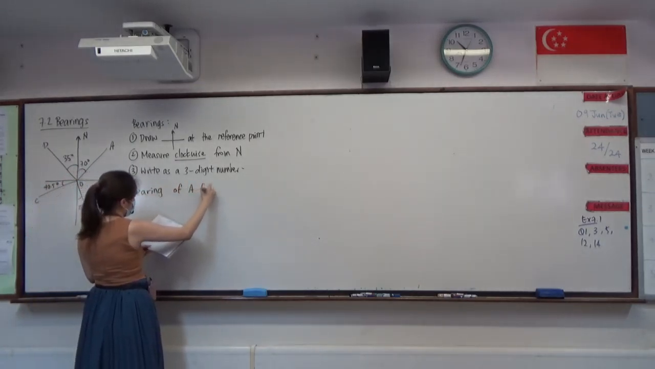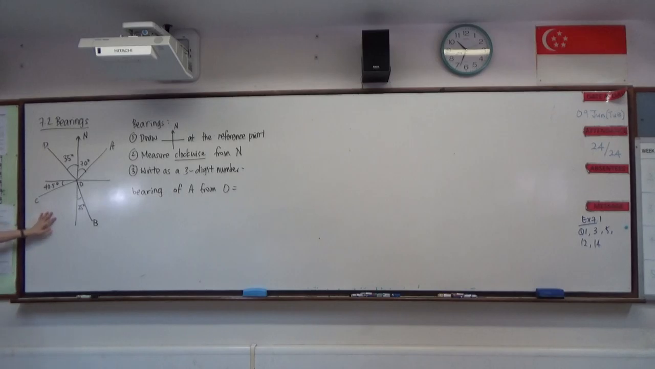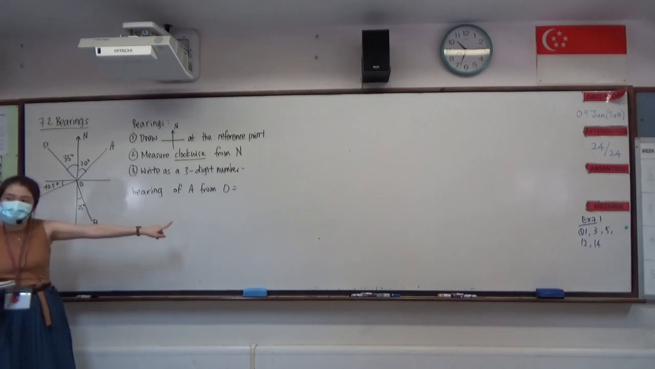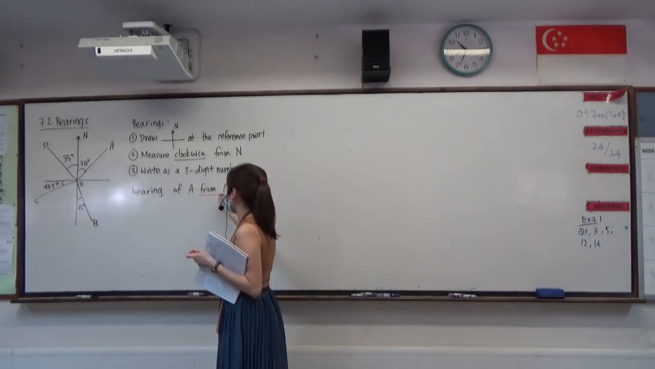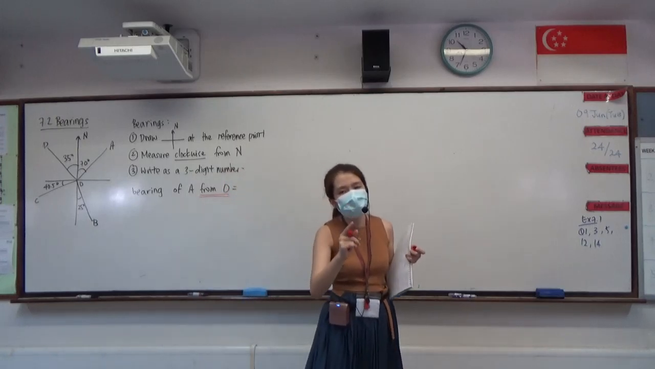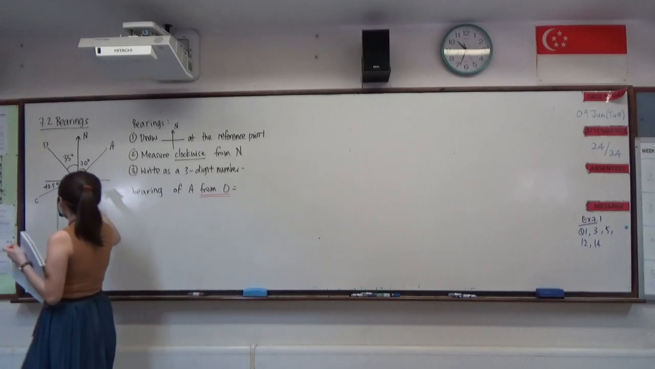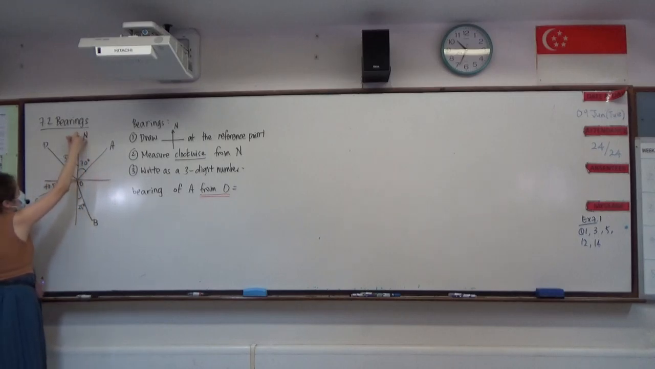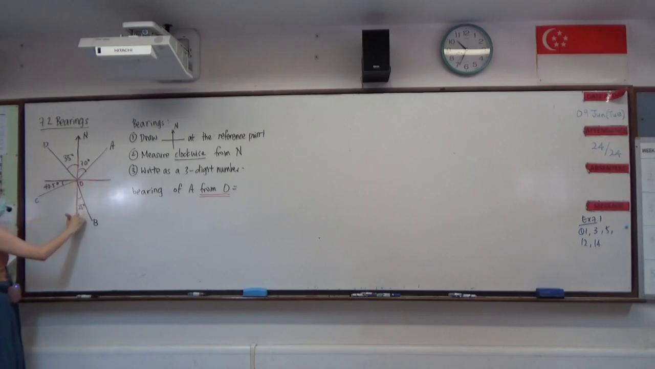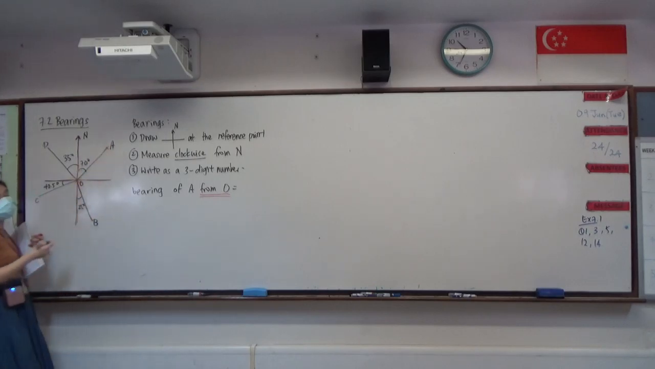Let me start with some questions. If they ask for the bearing of A from O, the phrasing will typically be in this manner. When it says from O, that means that O is the reference point, and in this case, O is over here. At O itself, I have already drawn out this set of direction axes. Find the bearing of A from O. A is this point over here.